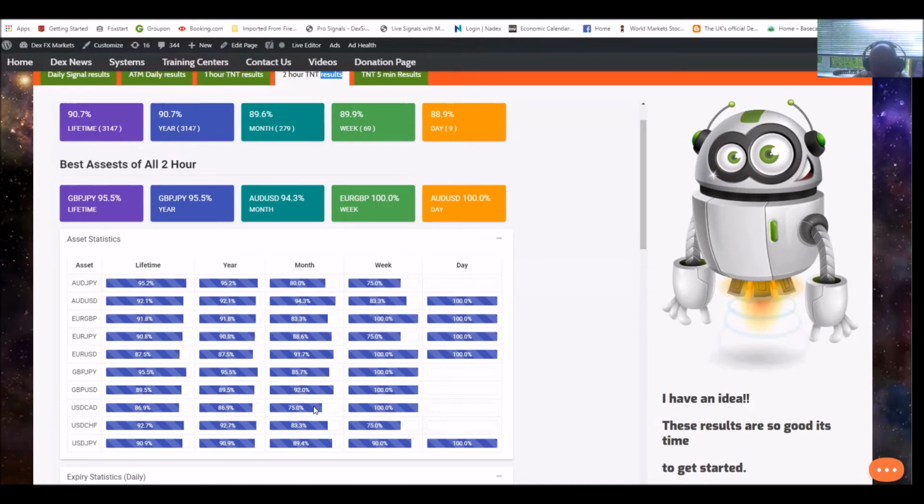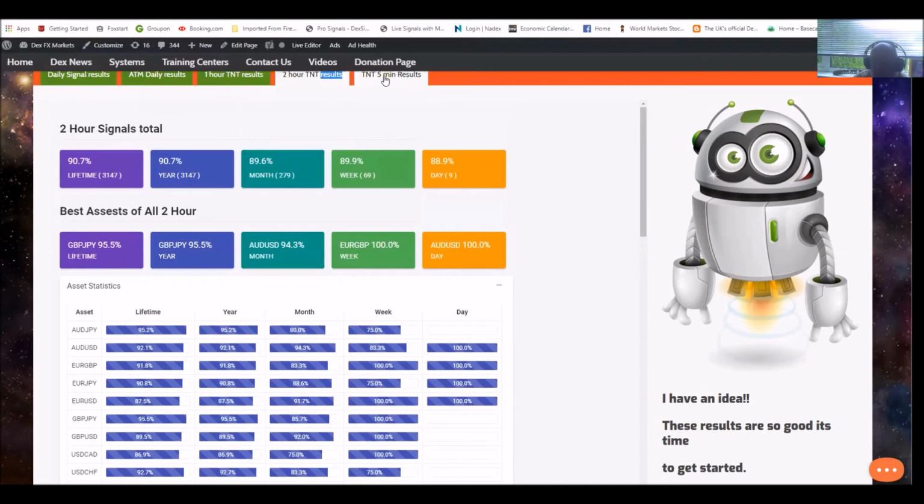Right, for the last 30 days, the lowest asset statistic is USDCAD, and that's a running theme with that so far, for the last 6 weeks or more, and that's at 75%. Okay, otherwise everything is looking absolutely superb.